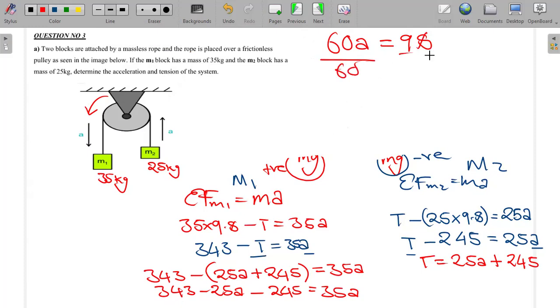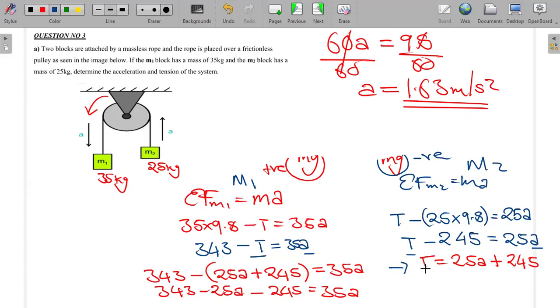You divide both sides by 60, and you're going to get your acceleration being equal to 98 divided by 60, which is 1.63 meters per second squared. That is the acceleration. Then when it comes to tension, you can get the same value of acceleration and plug it into our equation here.